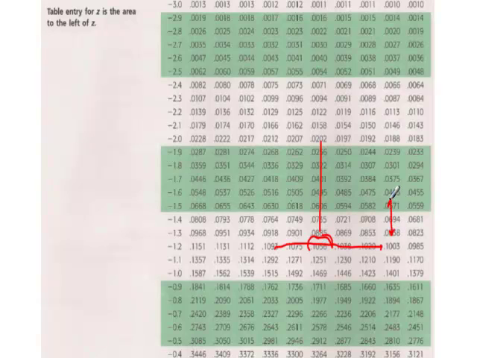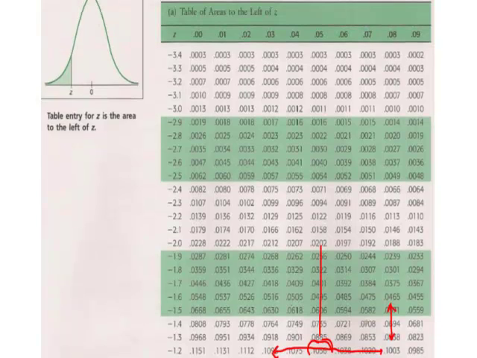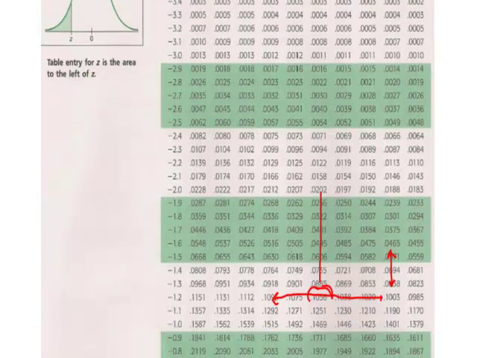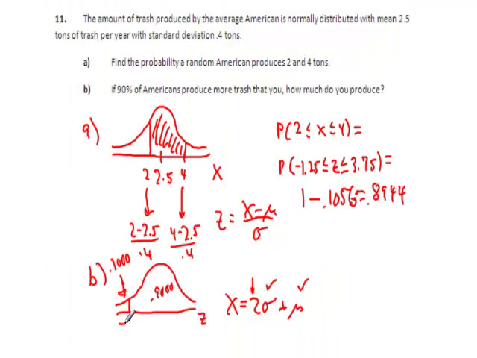So our z-value, we're starting with probability again, is negative 1.2, and that second digit is 8. So we get a negative 1.28, and therefore our raw data score, or the amount of trash produced, is negative 1.28 multiplied by standard deviation of 0.4 plus the mean, which was 2.5. Multiplying this out carefully and then adding gives us 1.988, and this would be in tons.